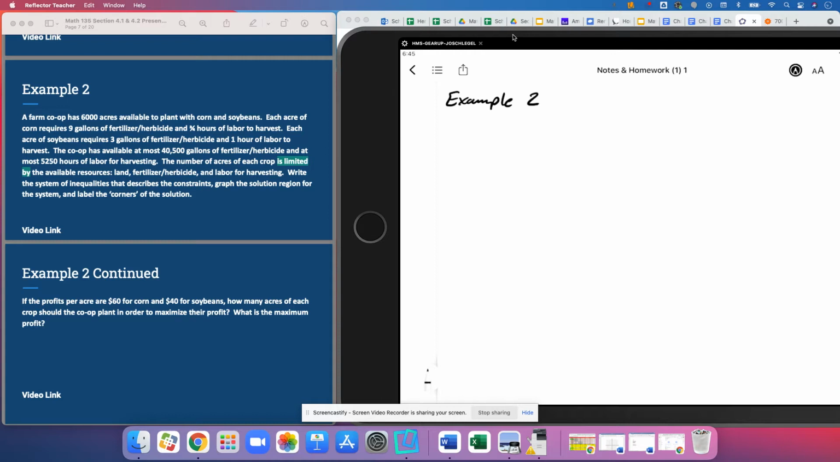So again, first thing to keep in mind, everyone, as we start example 2, is our first step is to look for the totals as we see them in the problem, and we're going to write them down and label them as we see them. Right off the bat, we have a farm co-op that has 6,000 acres available to plant with corn and soybeans. To me, that sounds like a total, so I'm going to throw that down. That's going to be 6,000 acres. And just to help me keep organized, I'm going to draw a line there to separate my lines of inequalities.